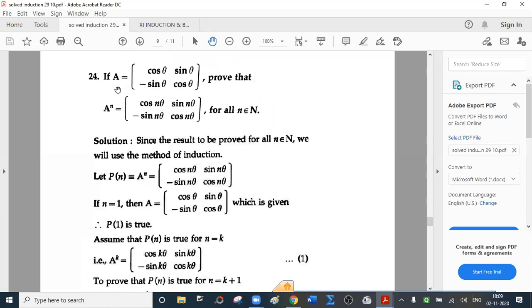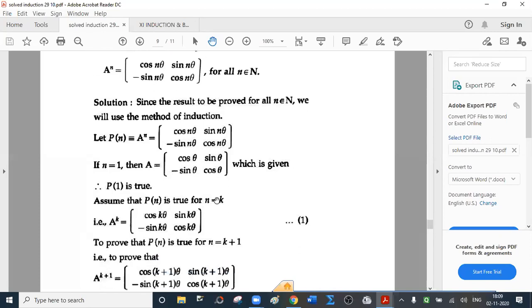The next one was 24th. This is matrix A. Prove that A raised to n equal to this. Same logic. Before that, let Pn denote the given result and so on. LHS: A raised to 1, that is A, which is this matrix. Put n equal to 1 in the right hand side. Yes, cos theta, sin theta, minus sin theta, cos theta, same. So P of 1 is true.